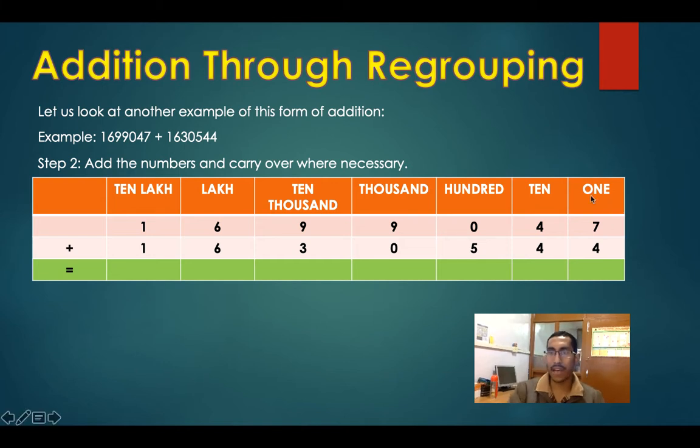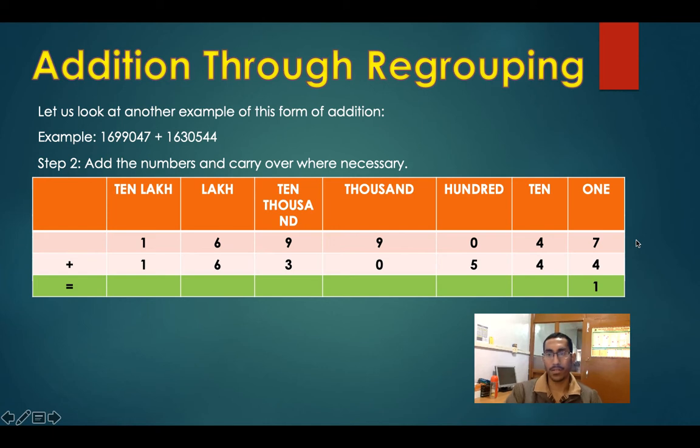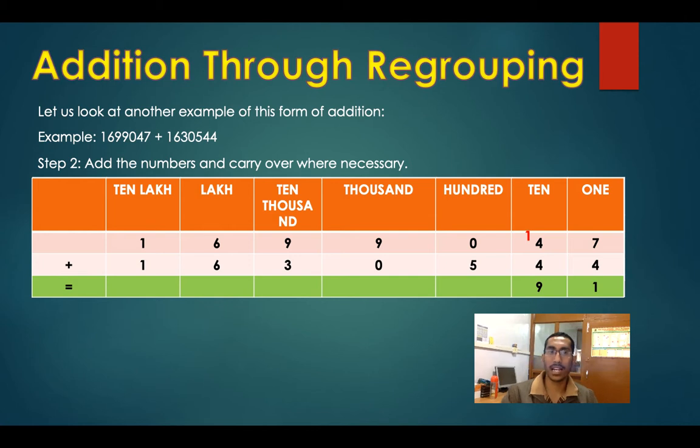Here I have 7 and a 4. 7 plus 4 gives me how many? Yes, it's 11. But I cannot enter two digits here. So I have to enter the ones digit here, which is 1, and carry over the remaining tens to this place. So I get a 1 and the 1 is carried over. Now 4 plus 4 is 8. 8 plus 1 will give me 9. So I have my number 9.